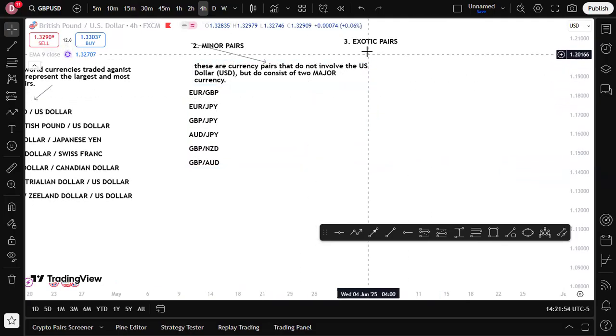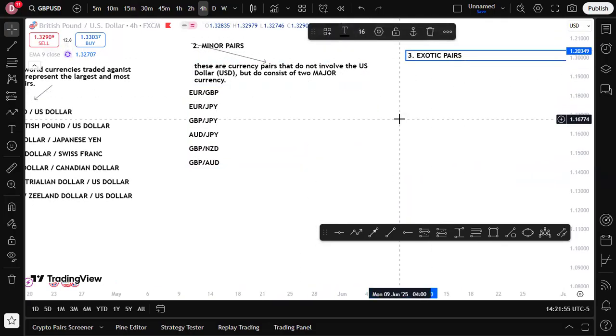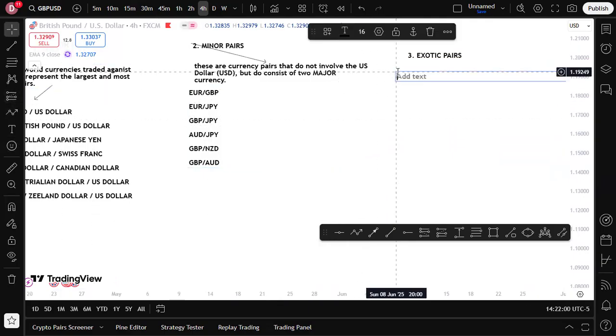Then for the exotic pairs, okay, let me see, write some English for it. I just want to beat up the time. We just have a few minutes.